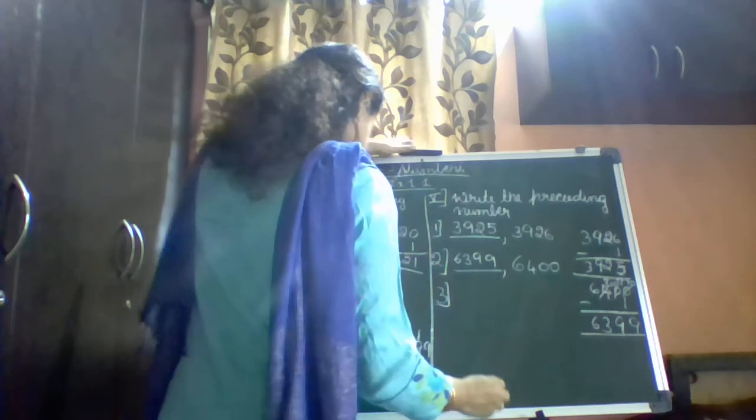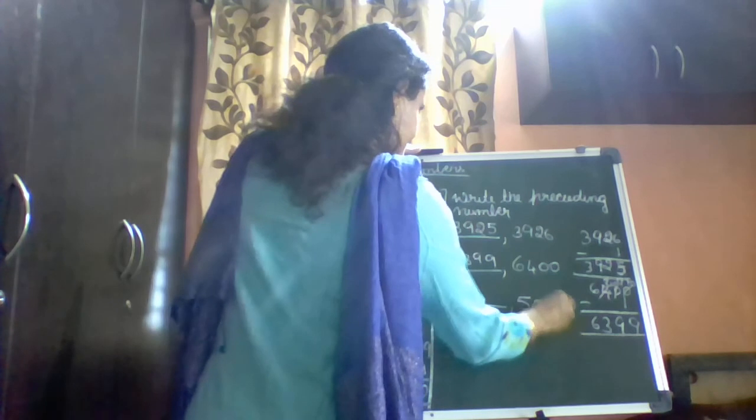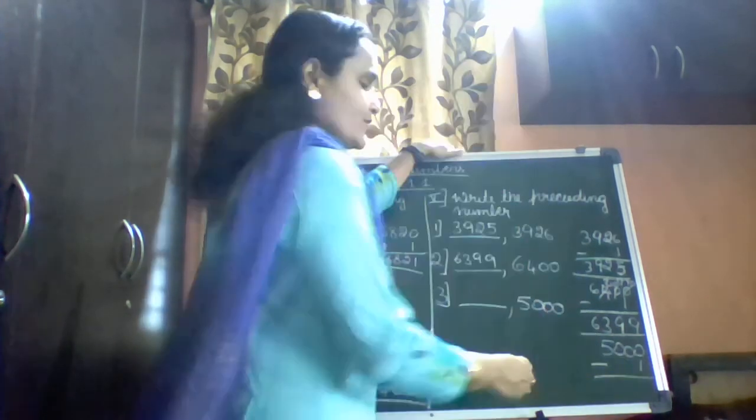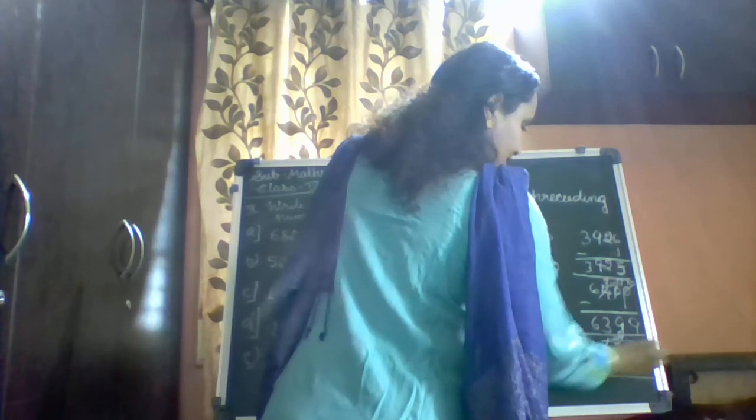Third one: dash, 5000. The same way you can do it by subtracting 1. 5000 minus 1. You can't borrow from zeros, so take the number 5. 5 will become 4, and 0 will become 10. Again you have to borrow: 10 will become 9, and this will become 10. Again 10 will become 9, and 0 will become 10. 10 minus 1 is 9. You have 9 here, again 9 here, and then 4. So the number is 4999.